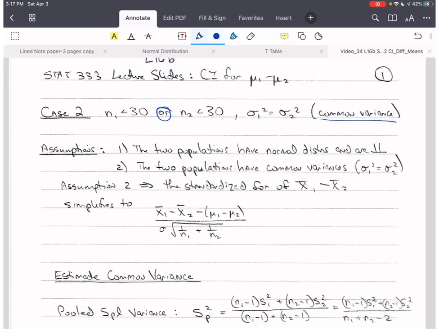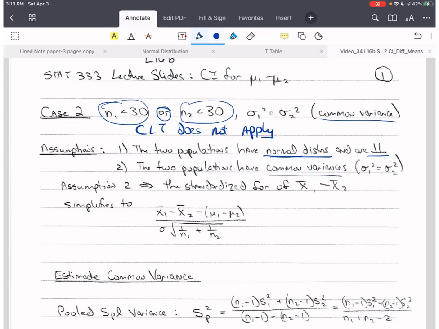So the assumptions for this, there are two of them. The populations have normal distributions. Why? Because n1 is less than 30 or n2 is less than 30, so the central limit theorem does not apply. So in order for this, we have to use that theorem about the linear combination of independent normal random variables. So the two populations have normal distributions and they are independent. The two populations have common variances, so sigma 1 squared equals sigma 2 squared.